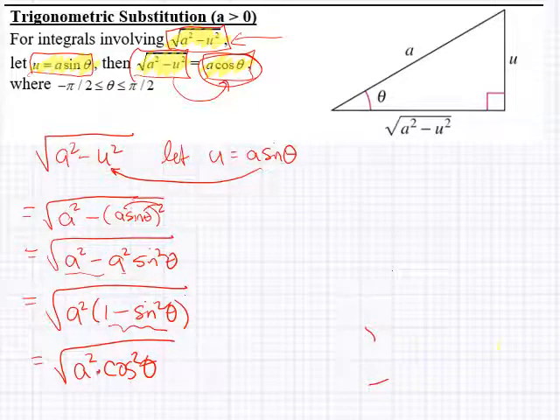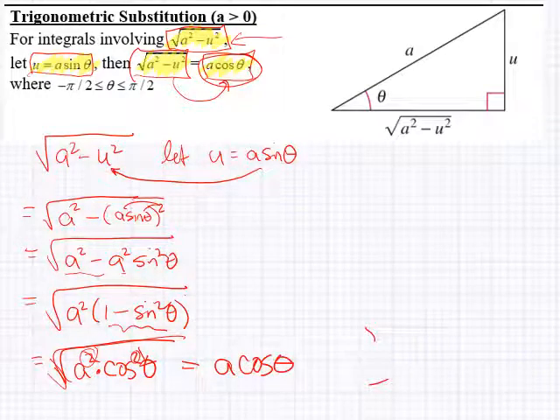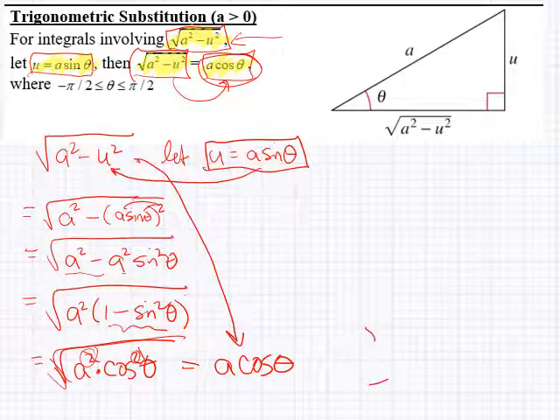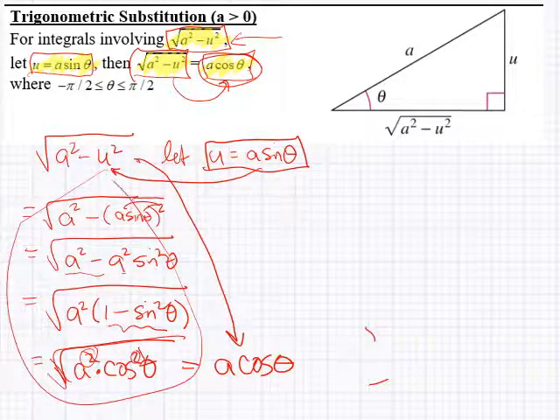Now, these are multiplied together, both being squared, and I'm taking the square root of it, so that'll all cancel, giving me a cosine theta. So you see, that's how this square root turns into this, but only if we use this substitution for u. If I use a different substitution for u, this doesn't simplify as nicely. So that's one reason why it works.